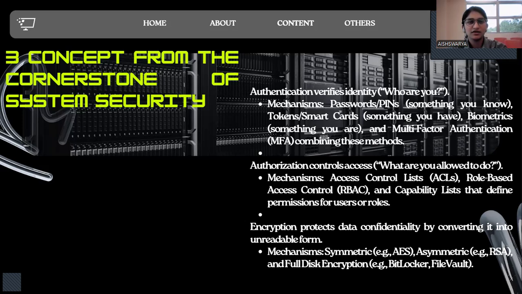Once authenticated, authorization takes over to answer, what are you allowed to do? This is managed through mechanisms like access control lists and role-based access control. Finally, encryption is used to protect data confidentiality by converting it into an unreadable form using algorithms like AES and RSA.